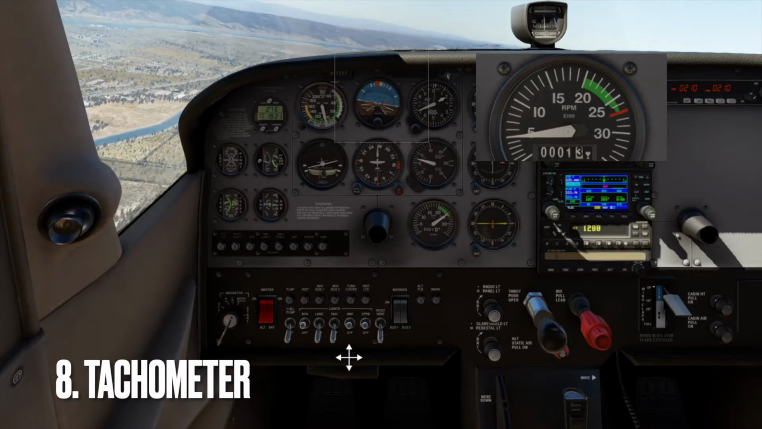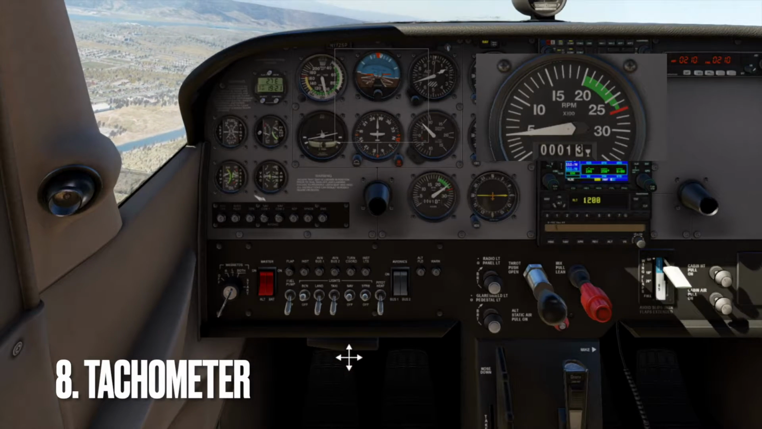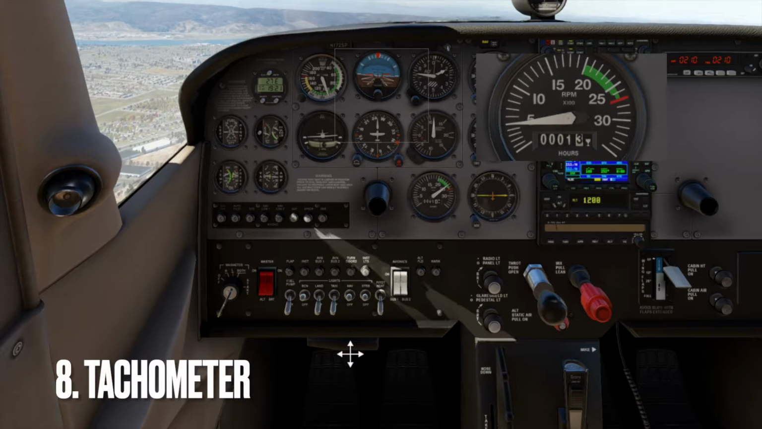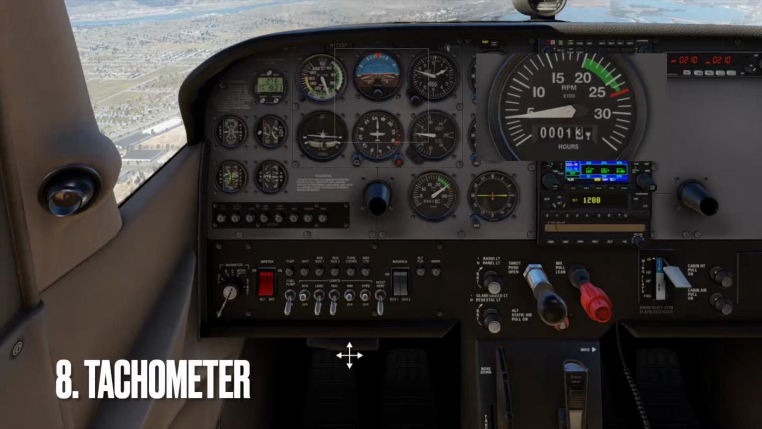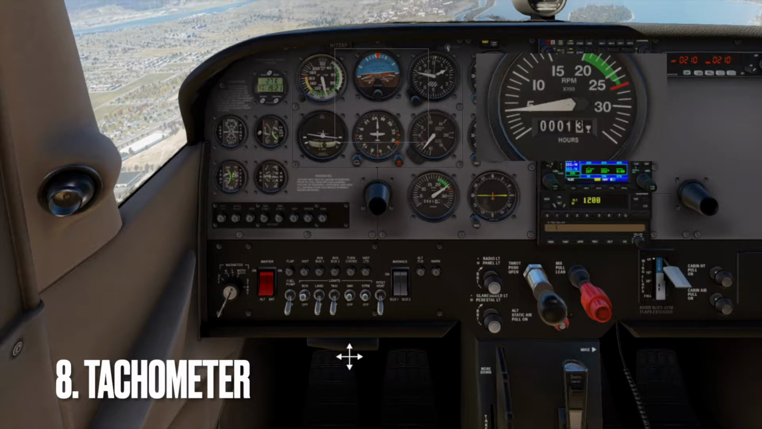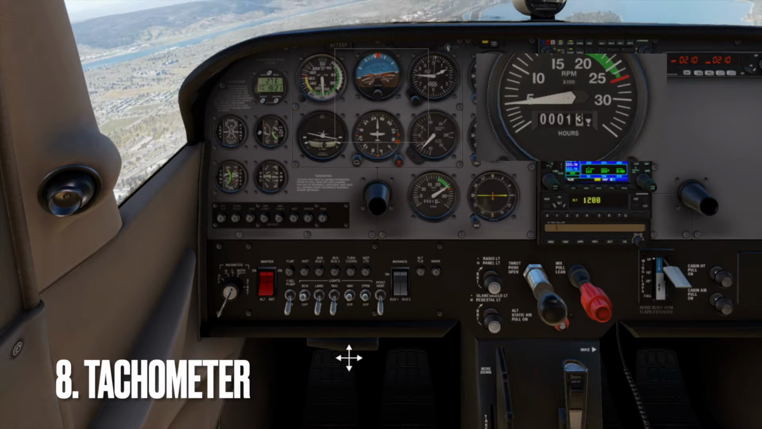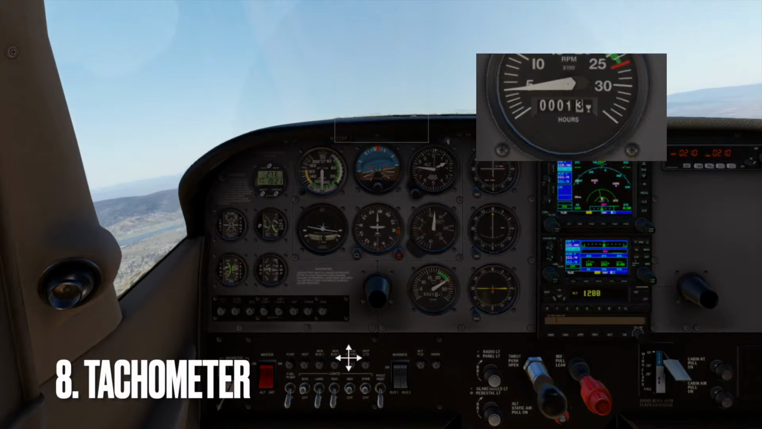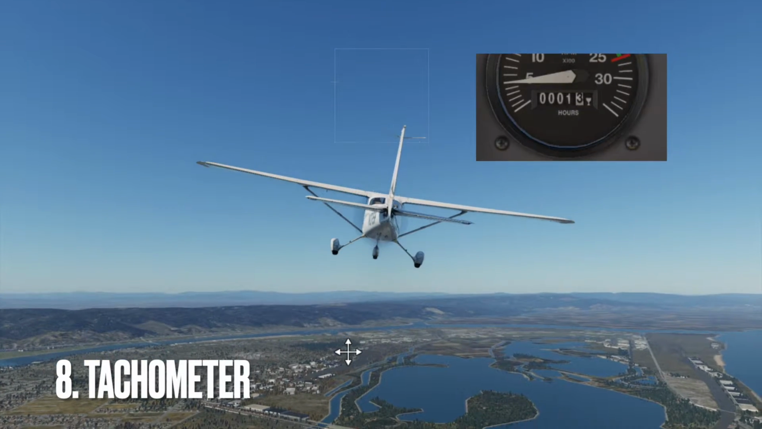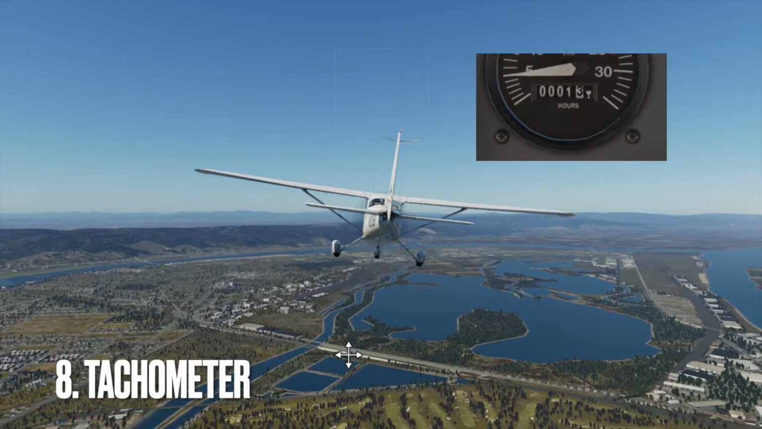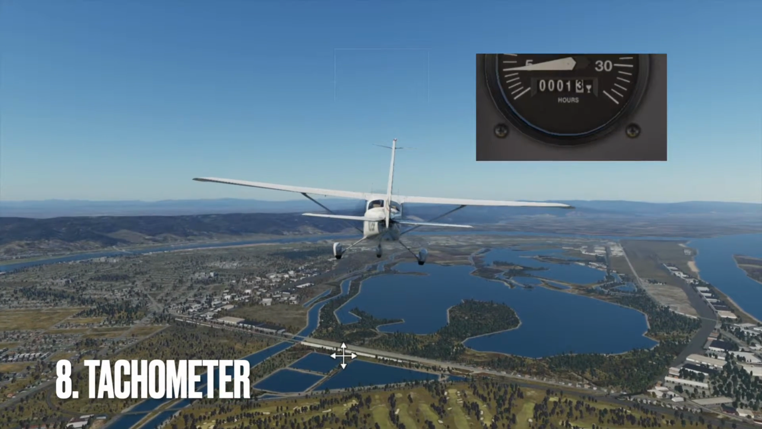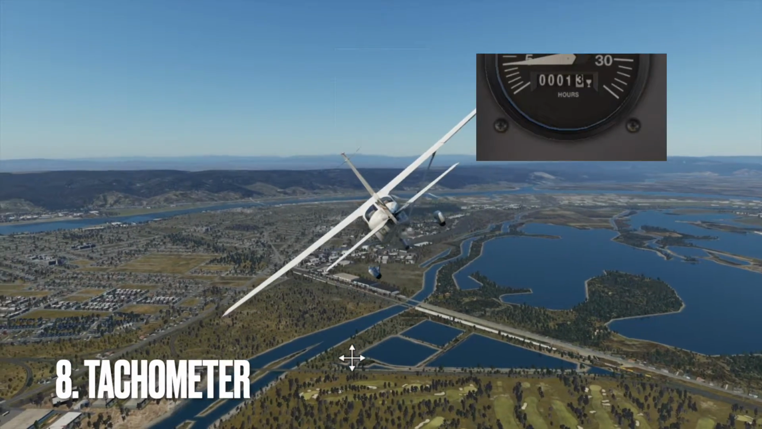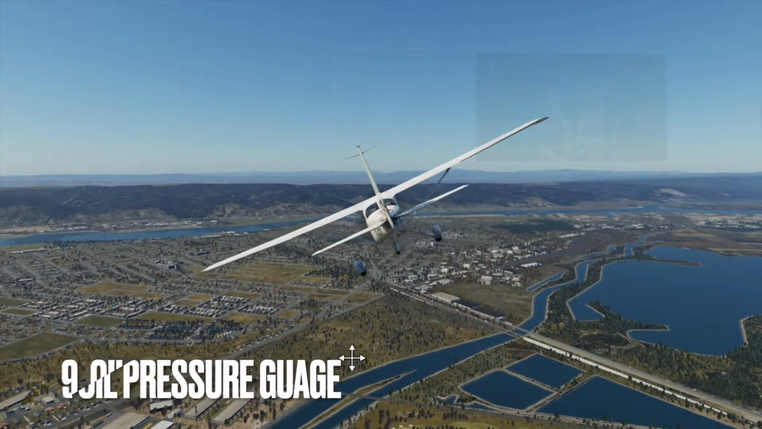The tachometer measures engine RPM, revolutions per minute. Pilots use the tachometer to monitor engine performance and ensure proper operation of the aircraft's engine. For example, during takeoff and climb, the pilot monitors the tachometer to ensure the engine is producing sufficient power for safe flight. Engine RPM information is crucial for maintaining optimal engine performance, fuel efficiency, and preventing engine overspeed or underspeed conditions. An interesting fact about the tachometer is that it measures engine RPM by counting the number of revolutions of the engine's crankshaft per minute.